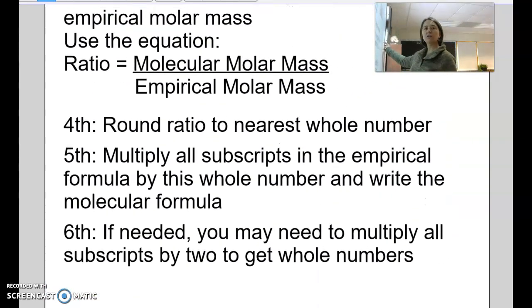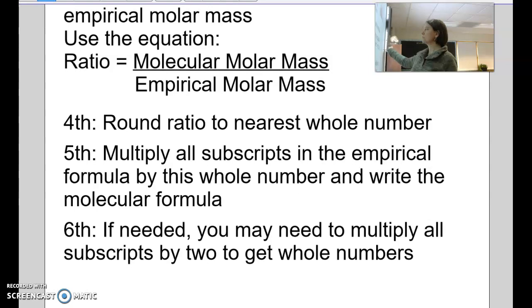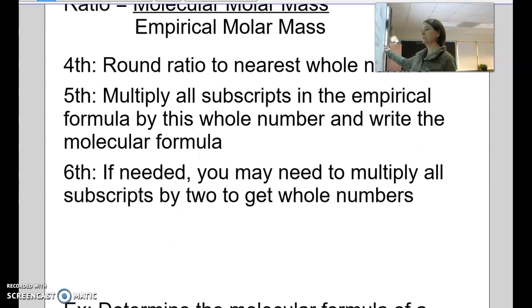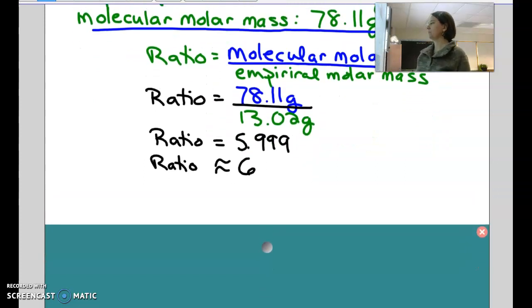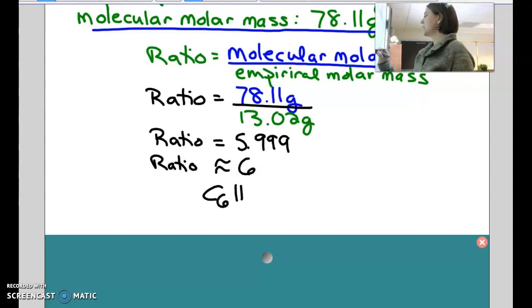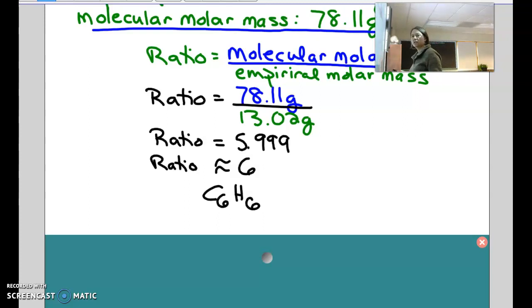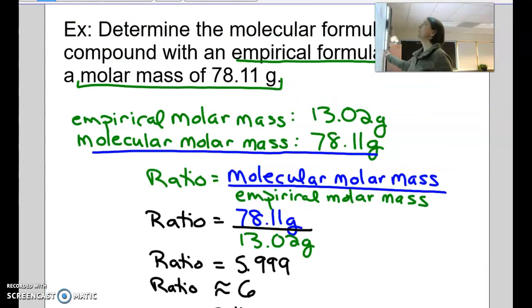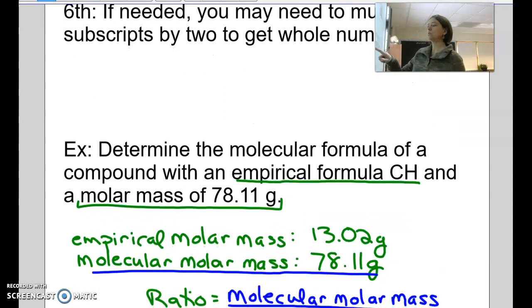Okay, number 4, we rounded it to the nearest whole number. Multiply all subscripts in the empirical formula by the ratio and write it as a formula. So we have C6H6. An easy way to double check that is to find the molar mass of this and see if it matches the one in the problem. So 12.01 times 6 plus 1.01 times 6, 78.12, which is very close to that.